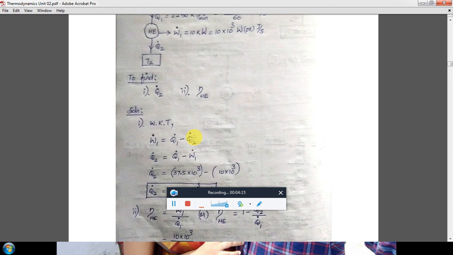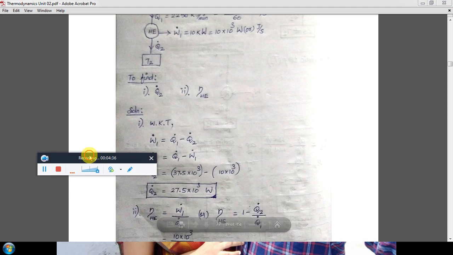Now only one unknown remains, which is the heat rejected to the sink, or the heat rejected from the heat engine. We need to find the value of Q2 dot. Two variables are known and only one variable is unknown, so we can find that unknown variable. We will get a value of 27.5 into 10 power 3 watt.